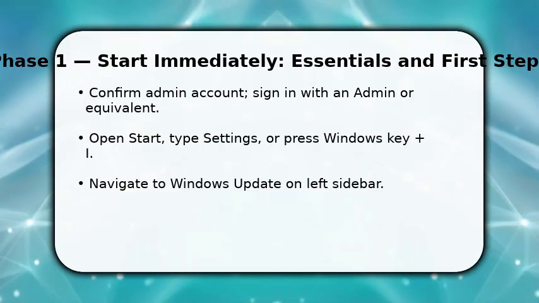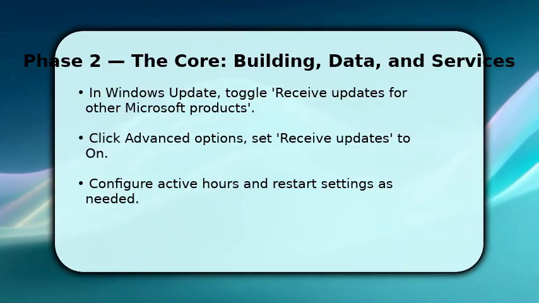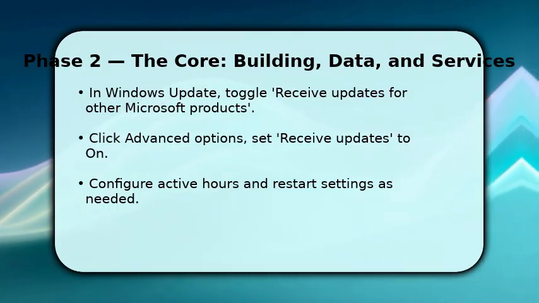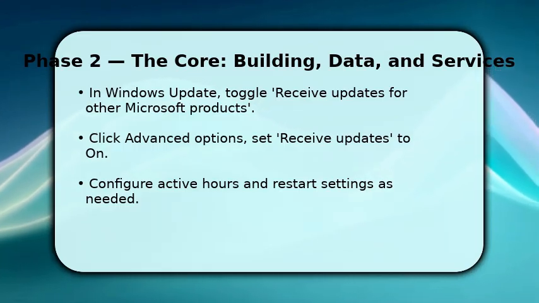Next, enable the automatic settings. In Windows Update, toggle Receive Updates for other Microsoft products so apps get patched too. Then click Advanced Options and set Receive Updates to On. This allows updates to download and install automatically.